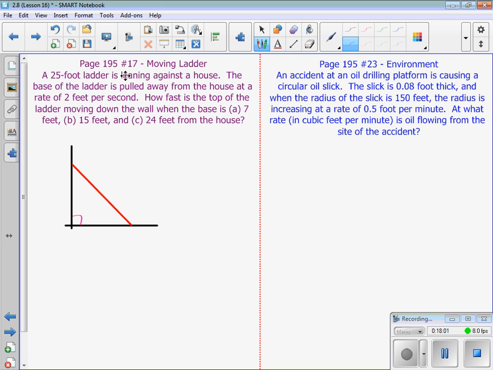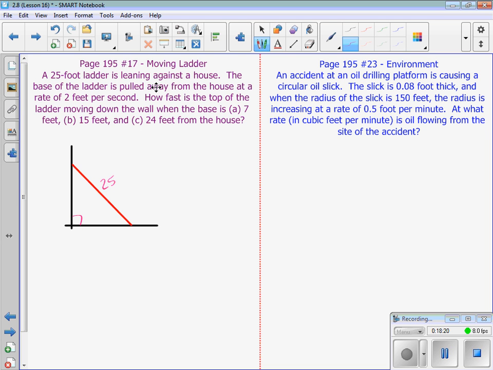Okay, it says a 25-foot ladder. Is the length of this changing? No, this is staying 25. So you can write 25 there. Okay, you can use 25 in the entire problem because that's not changing. Okay, when things are changing, you can't plug them in until you take the derivative. Okay. So 25-foot ladder is leaning against a house.